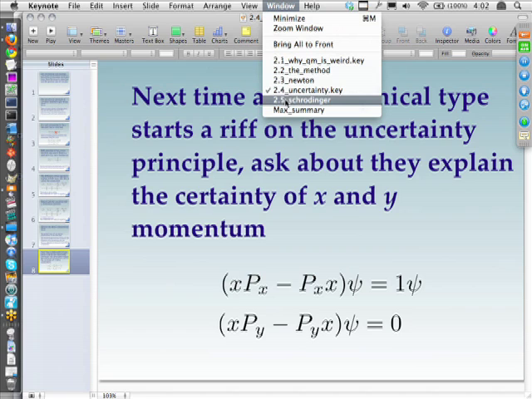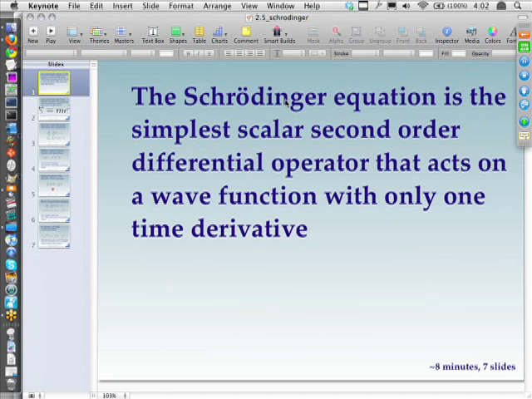So we're on to Schrödinger's equation. All right, so Schrödinger's equation is a scalar second-order differential operator that acts on a wave function. But even though it's second order, it's actually only second order in terms of its space part, and only first order in terms of its time derivative.